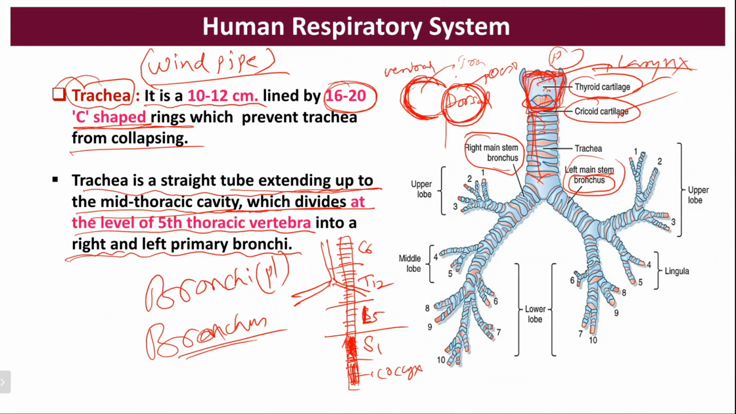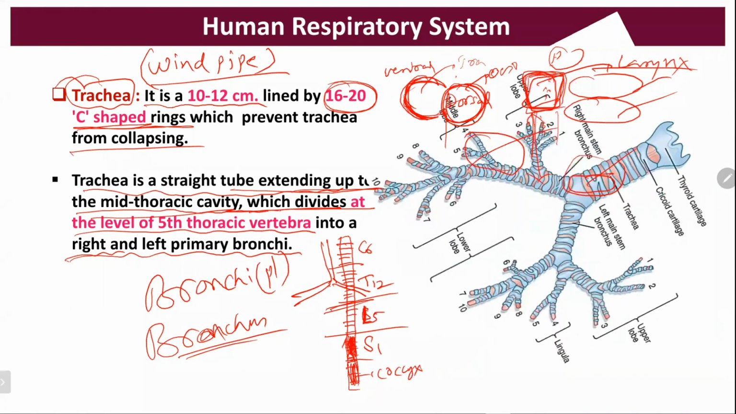And this trachea is a straight tube that will extend up to the mid of the thoracic cavity, and at the 5th thoracic vertebra, I have even given a diagrammatic representation also, so that you can exactly understand what is happening. So it divides into 2 branches, left and right primary bronchi. Here you can clearly see, left and right bronchi I have shown here.